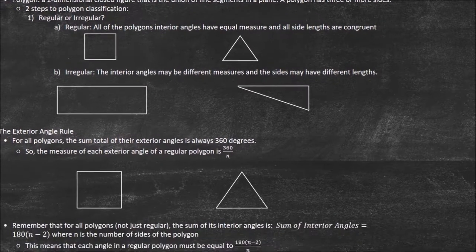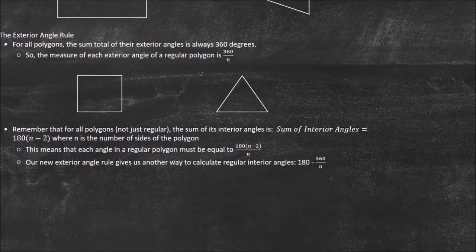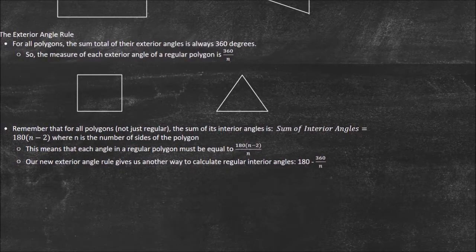So let's get into the exterior angle rule. What it says is that for polygons, the total sum of their exterior angles is always 360 degrees. So pretty simple rule here. And so that means for the measure of each exterior angle of a regular polygon, it must just be 360 divided by n, because again, it's the sum of the total angles outside, which has to be 360, divided by the number of angles, which is n, the number of sides. That must be the measure of every side.